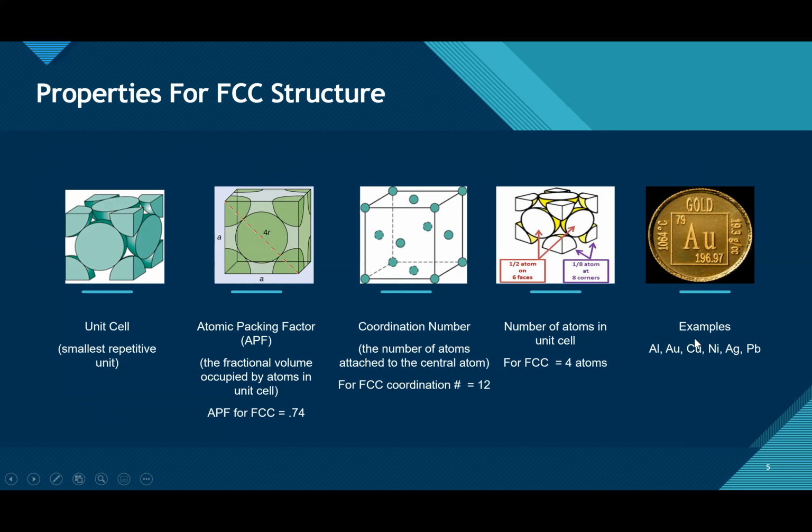Examples of metals that have FCC structures are aluminum, gold, copper, nickel, silver, and lead.